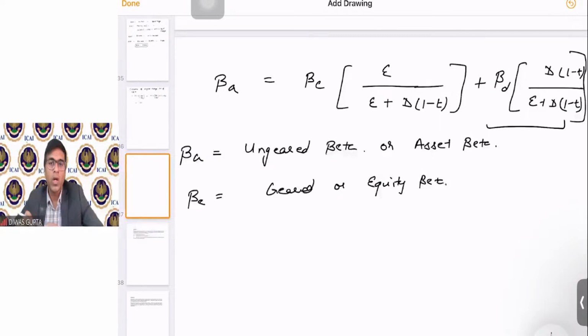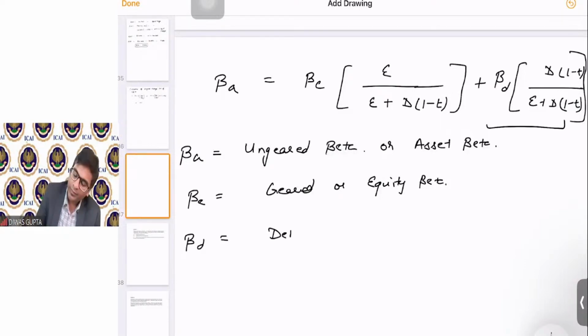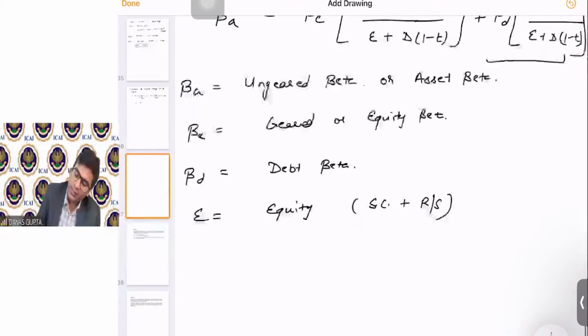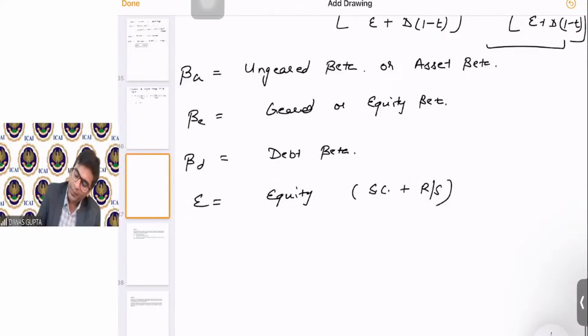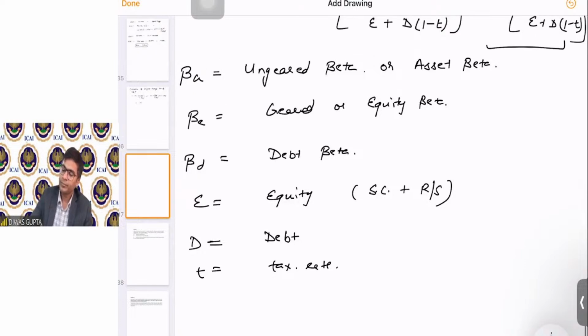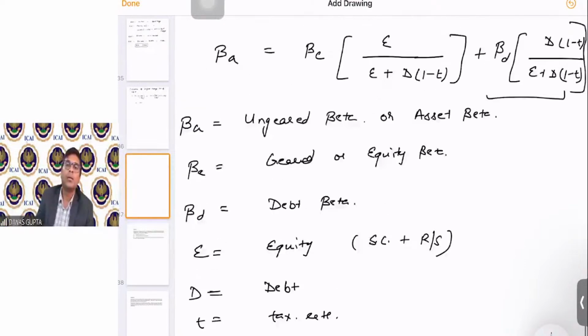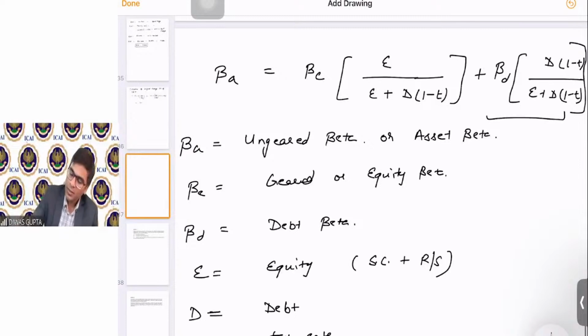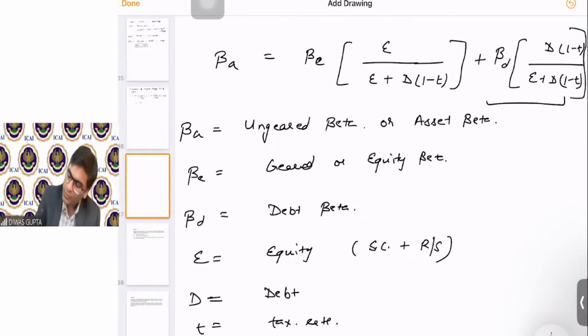BD, which is beta for debt, is the debt beta. Okay. E is equal to equity amount. By equity, we have already discussed, it is share capital plus reserves and surplus. D is equal to debt amount, and all of us know that this debt amount has to be post-tax. T is equal to tax rate. Okay. So this is beta E. I'm sure you're able to read it out, right?